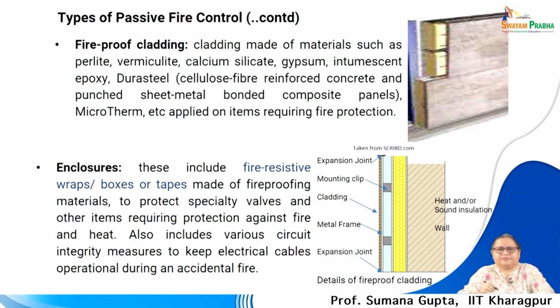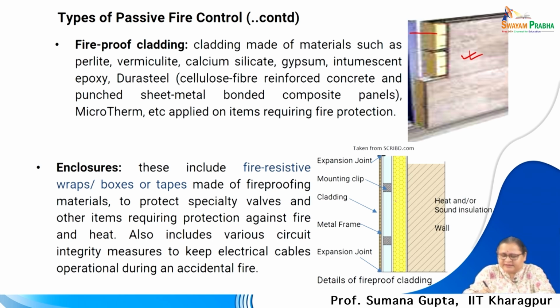Fireproof cladding. You can protect a material with a cladding material or a covering material or a coating material. So, this is the coating material where the main material is here. You are coating it with an intumescent, calcium silicate, gypsum board, epoxy, cellulose fiber reinforced concrete, whatever, to make it fire safe from one compartment to the other. Compartment means one space to the other. You can also have fireproof cladding, where you can see the details.